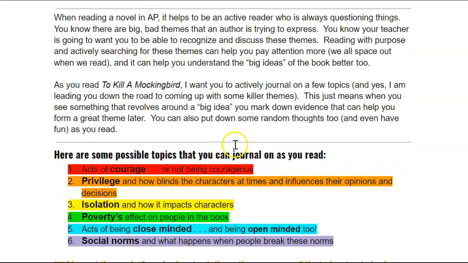So, as you read To Kill a Mockingbird, I want you to actively journal on a few topics. This just means that when you see something that revolves around a big idea, you mark down evidence that can help you form a greater theme later. You can also put down some random thoughts too, and even have some fun with this as you read.